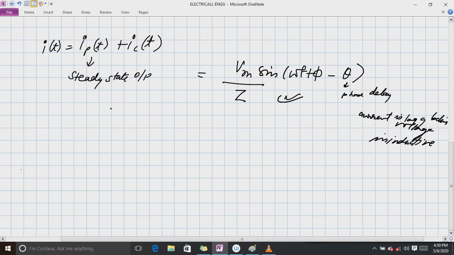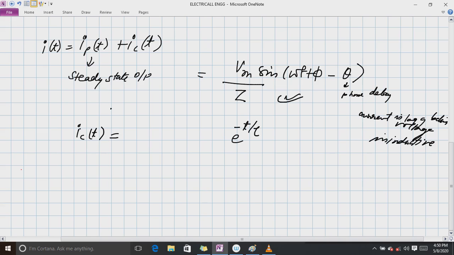Now what is the value of i_c(t)? To find i_c(t), it is the complementary integral, showing the transient output. Whenever there is a transient, an exponential function will come. So its value will be e to the power minus t over tau. This tau is nothing but the time constant.